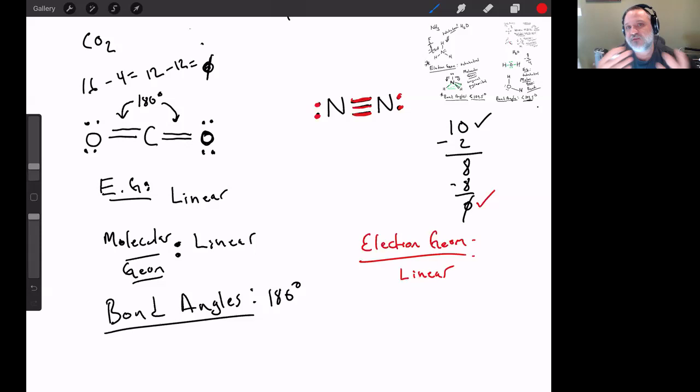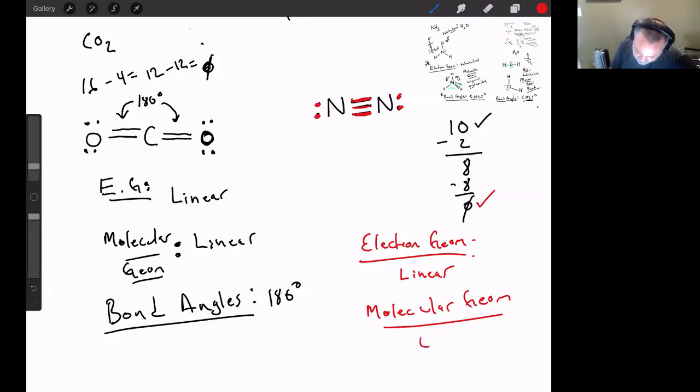Now, of course, you could have said this to yourself, because if you remember geometry from 8th grade, the only possible geometry between 2 points is a line, even if the thing that connects those 2 points is a triple bond. So that means, of course, the molecular geometry is also linear.